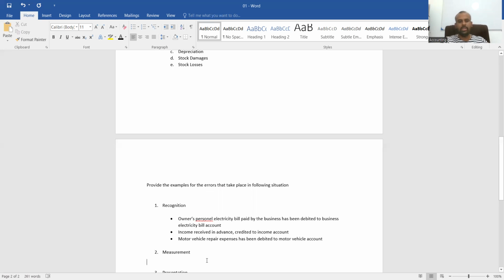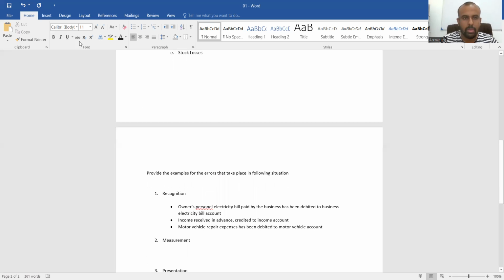Right. What are the measurement errors? I'll give one. Recoverable taxes has been debited to cost of purchases. Recoverable tax has been debited to purchases account.